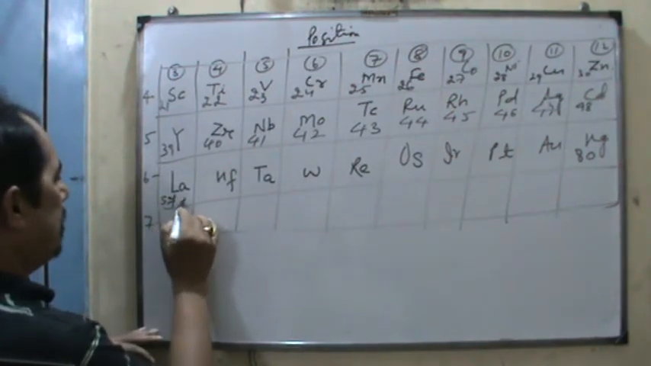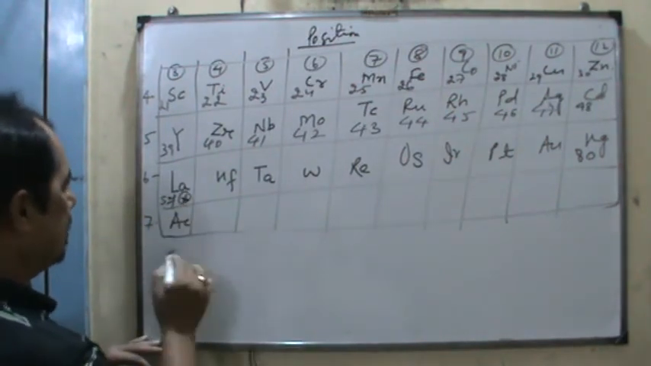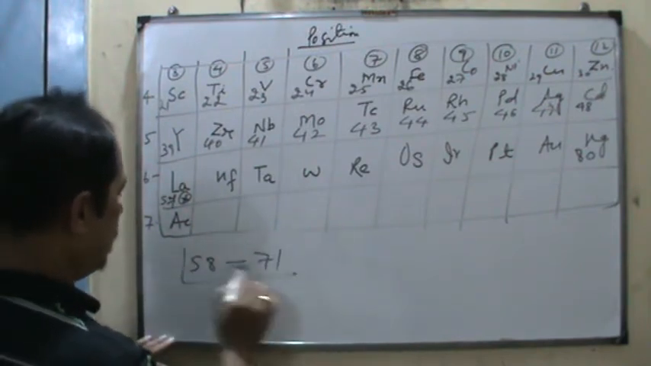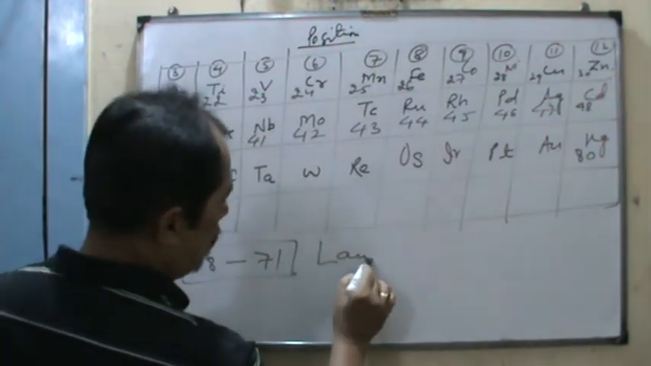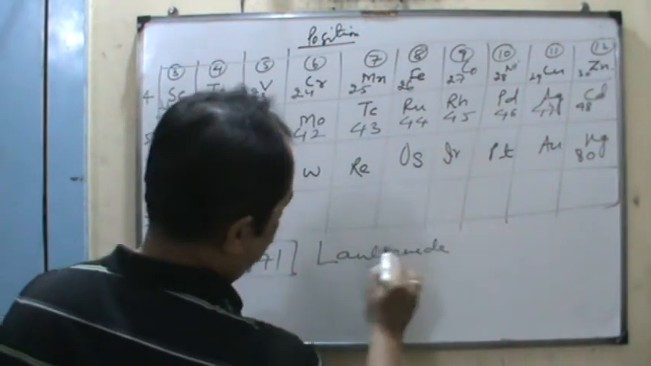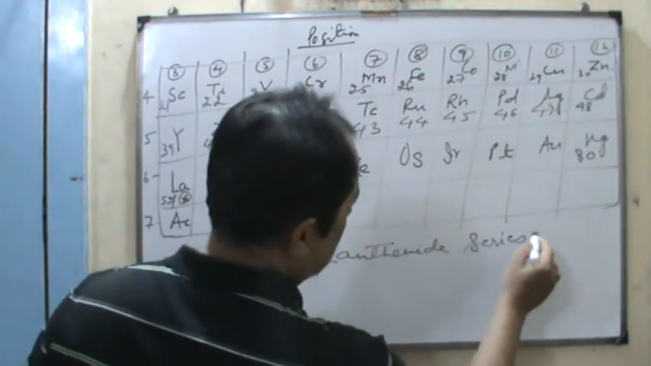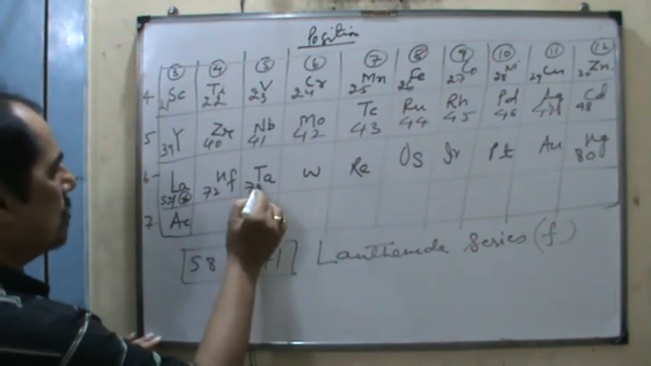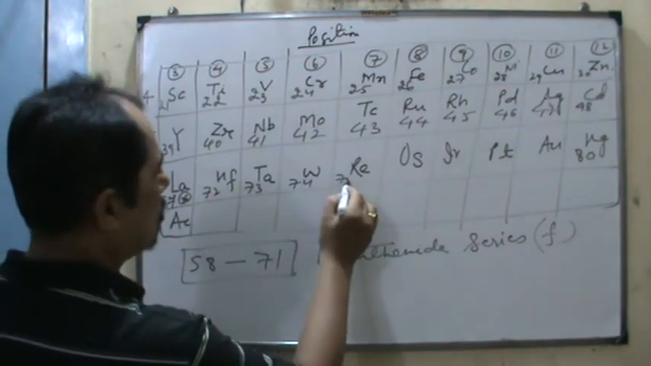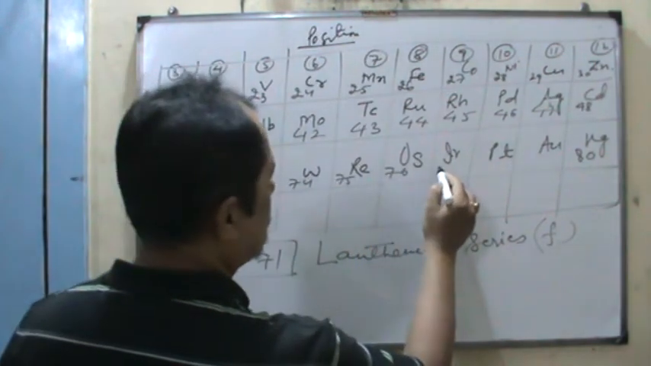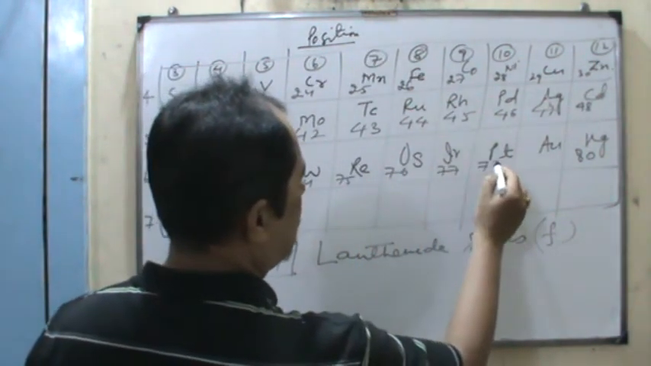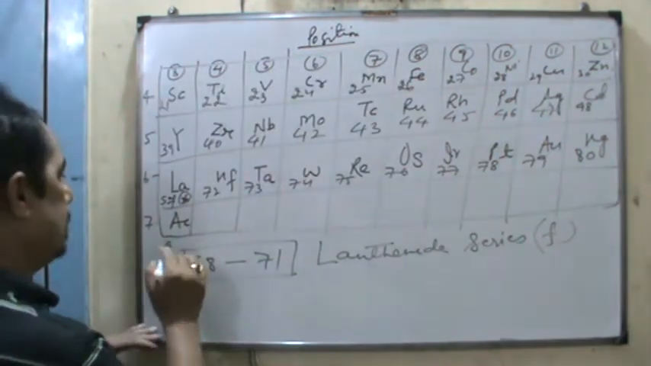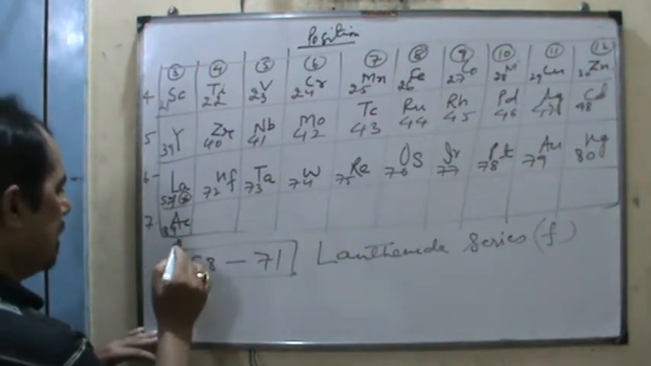57, and there you make the star here because the lanthanide series takes place. Then 58 to 71 is the lanthanide series. Lanthanide series, that is the F block, and 72, 73, 74, 75, osmium 76, iridium 77, platinum 78 and gold 79 and all that, and actinium 89.